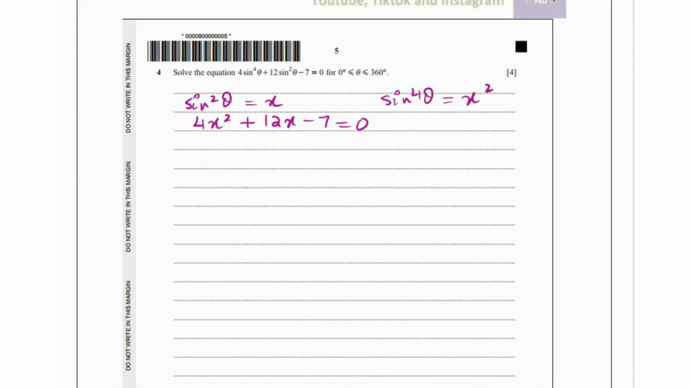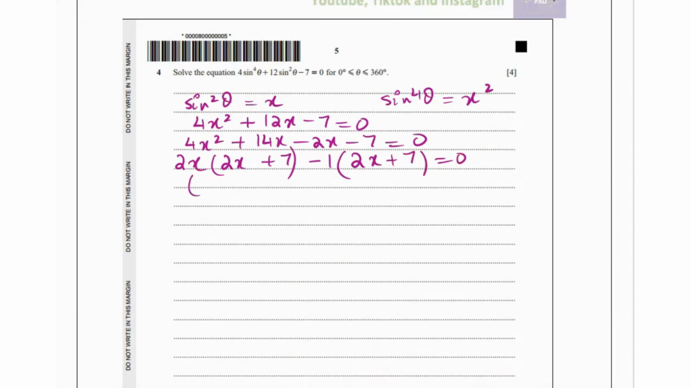So 4 times 7 is 28. Factors of 28 are 14 and 2. So we can use those: 4x squared plus 14x minus 2x minus 7 equals 0. Between 4x squared and 14x, we have 2x common. So 2x plus 7 comes in the bracket. And between negative 2x and negative 7, we have negative 1 common. So 2x plus 7 comes in the bracket. So 2x plus 7 times 2x minus 1 equals 0.